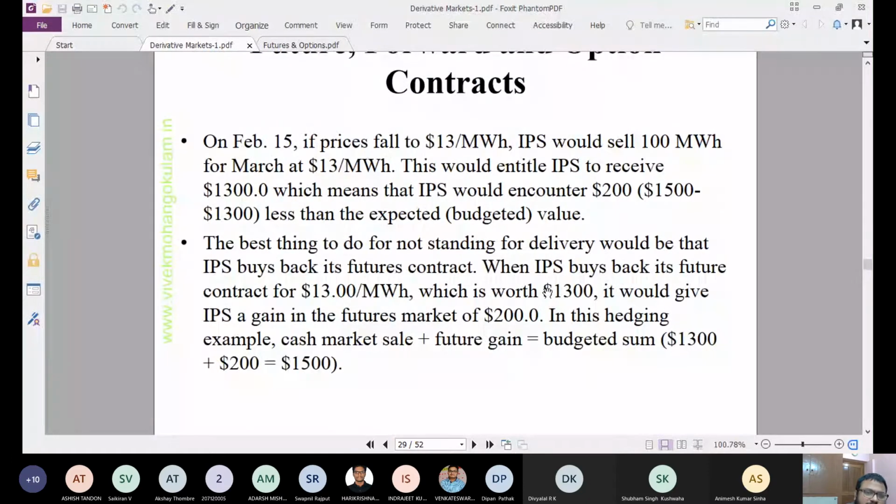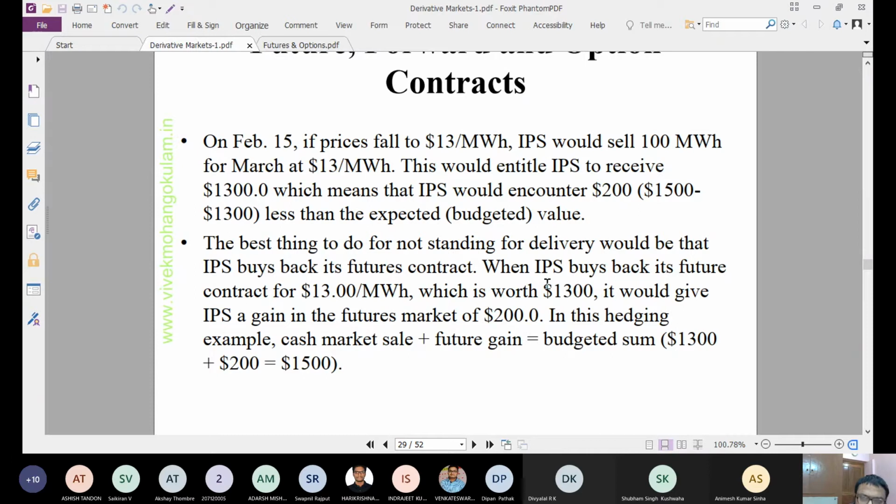Now, what is happening on the actual expiration date? On February 15th, if the price falls to $13 per megawatt hour, then what happens? IPS would sell 100 megawatt hours for March at $13 per megawatt hour because physical trading happens at spot price. Spot price is now $13 per megawatt hour, but what he was expecting was $15 per megawatt hour. This would entitle IPS to receive $1,300, which means that IPS would encounter $200 less than what is expected. His budgeted value was $1,500, but the actual amount he earns is only $1,300. So $200 is a loss for him.